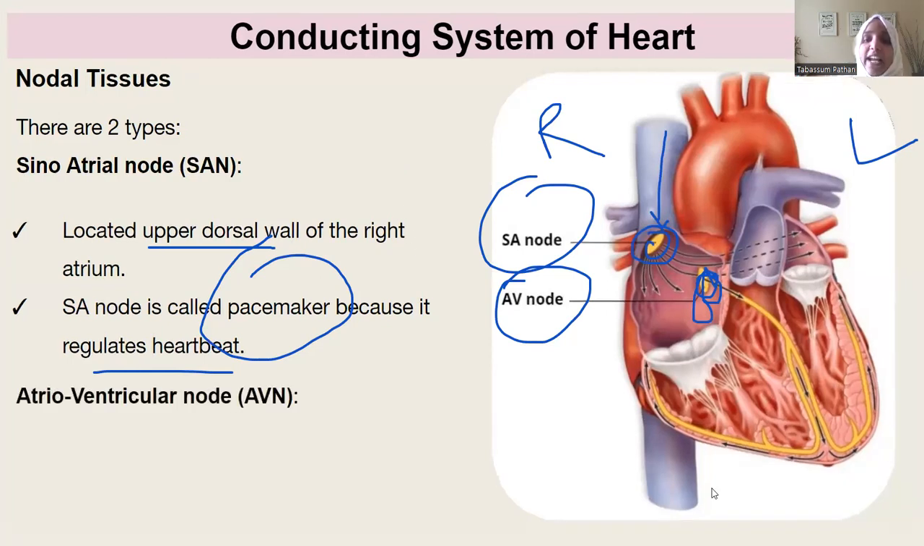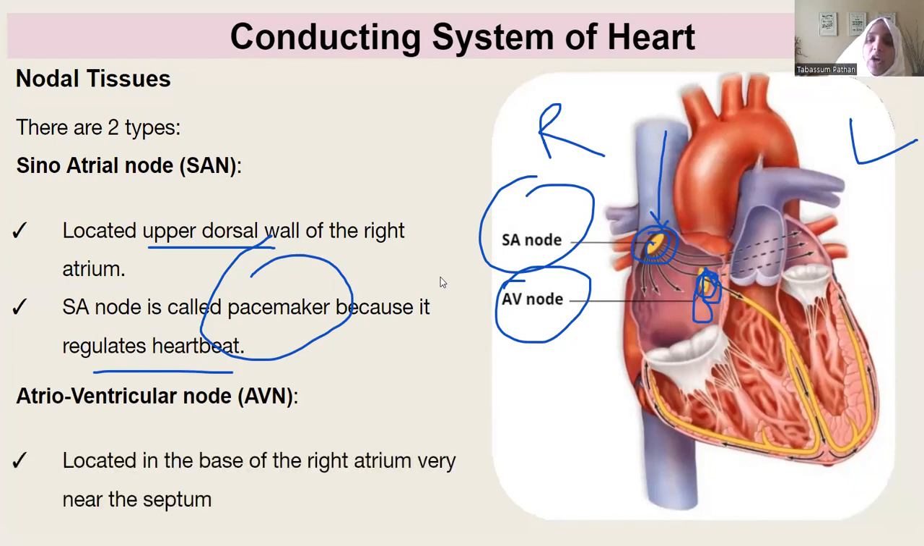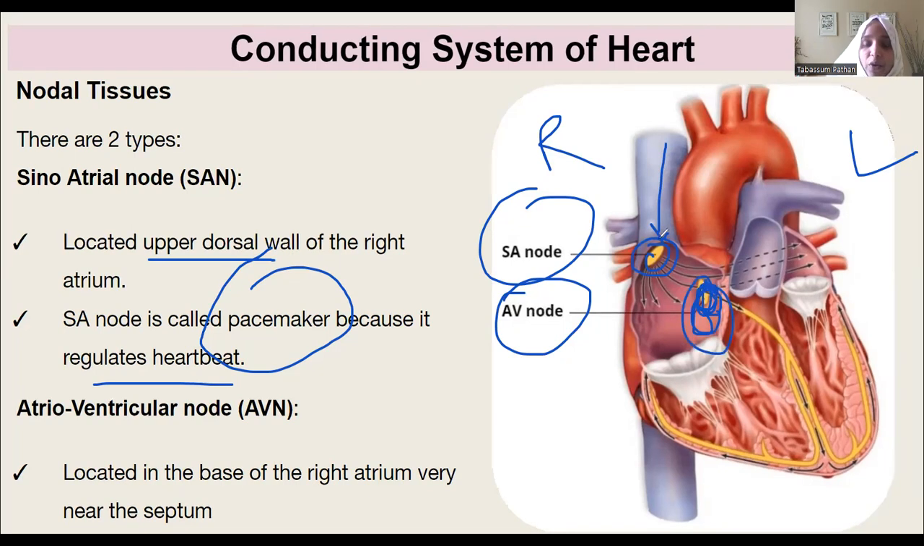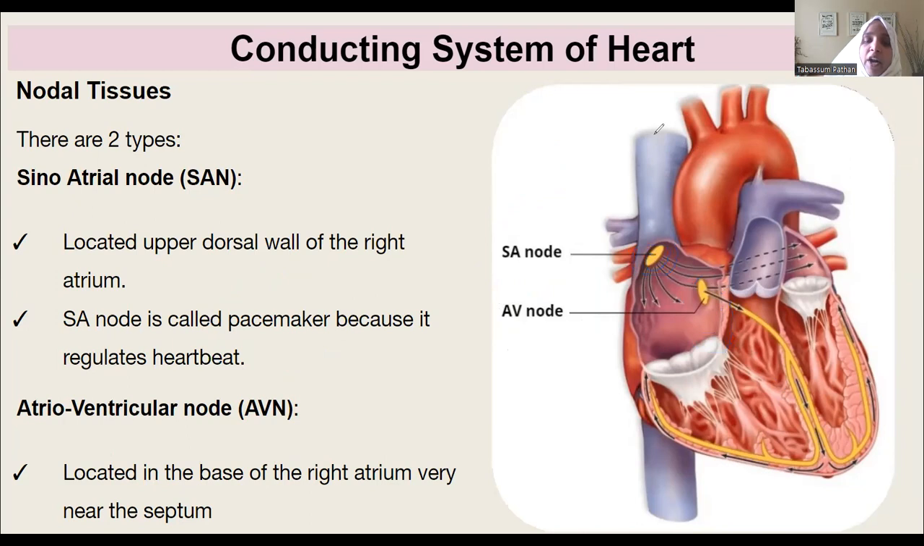Then you have the AV node over here. This AV node is known as the atrioventricular node because it is present in between, near the junction of the auricle and the ventricle. Where is it located? At the base of the right atrium only, near the septum. This is the divider which divides the right atrium and the left atrium, and the right and left ventricles. So it is located over there.